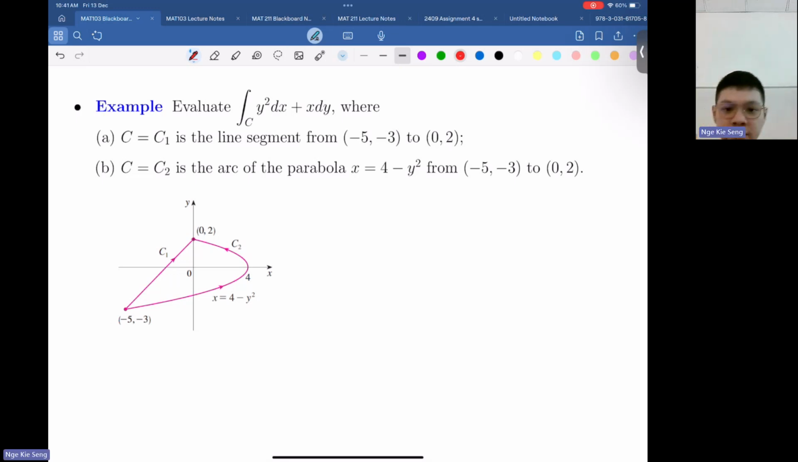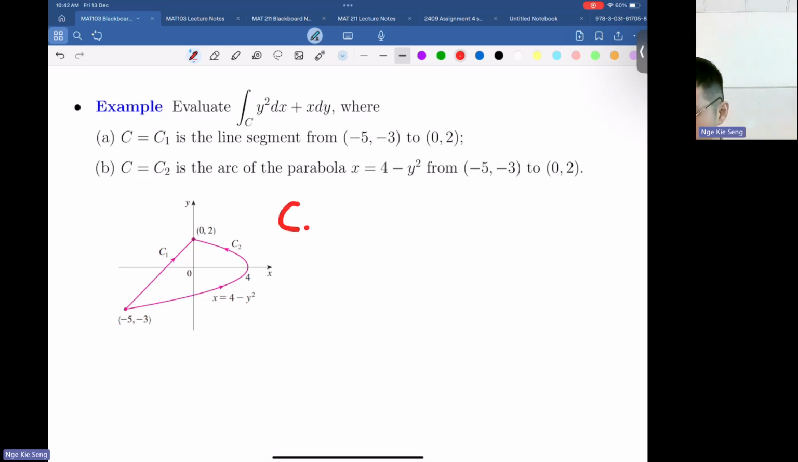Cool. So let's try. What's the similar thing we learned is you still need to parameterize your C, because your C lives in R2. So to do one variable, you need to introduce parameterization. So let's do two calculations here. There are two paths given here.